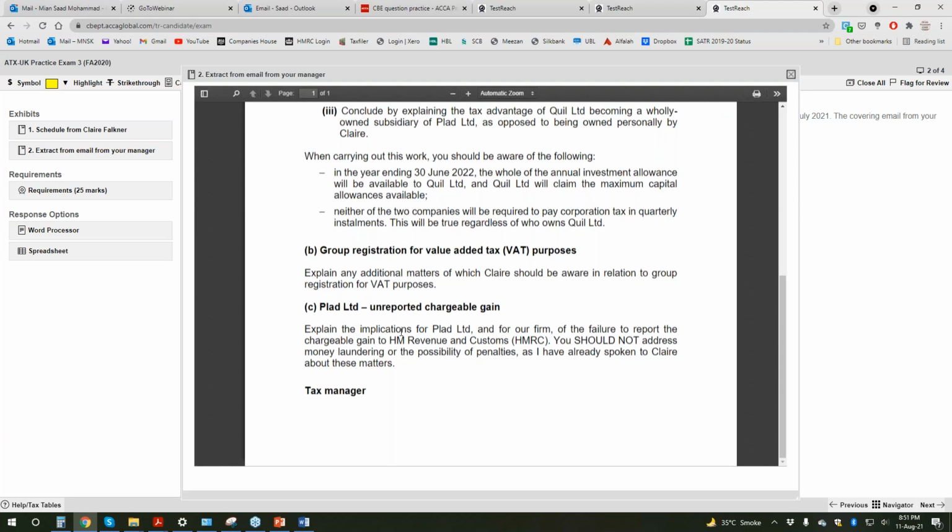Explain the implications for P Limited and for our firm of the failure to report the chargeable gain to HMRC. You should not address money laundering or the possibility of penalties, as I have already spoken to clear. Now, guys, we know that there is some unreported chargeable gain that they must have informed HMRC about, but they haven't. So I have told you the complete procedure that you should encourage them to inform HMRC, and if they don't, then obviously you will tell them the penalties. If still not, you will stop acting.